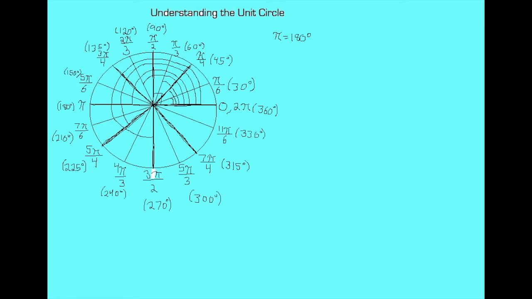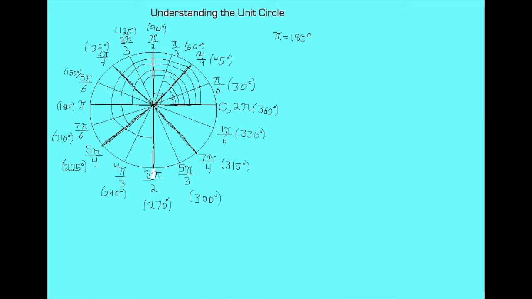Now I want to clarify that this video is to understand the unit circle, not to memorize it. This is to understand why things are what they are in the unit circle. Now, let's look at the coordinates for each angle. And let's start off with 0 or 2 pi. Let's look at what its coordinates are.